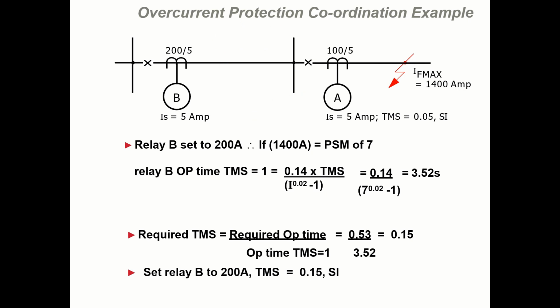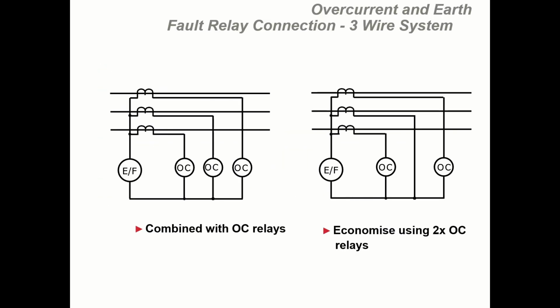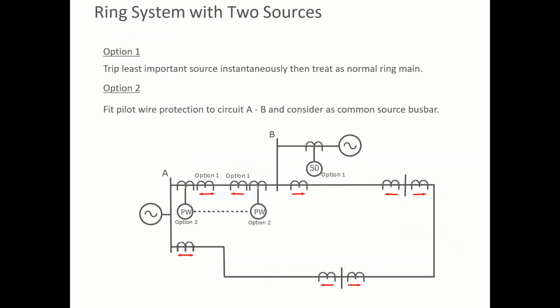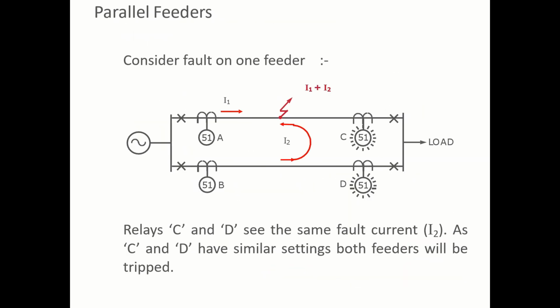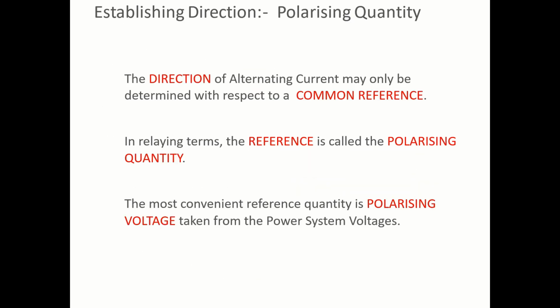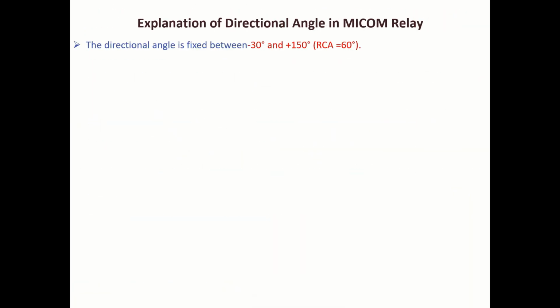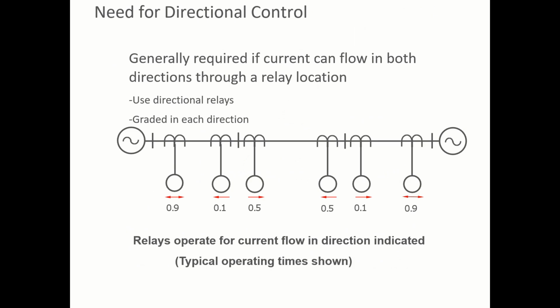So I hope the concepts which are discussed in this session are clear to all of you. In case of any doubt, you can ask in the comment section and we will meet again in the next session. We will discuss about earth fault protection. Thereby, we will discuss about the need for the directional overcurrent protection, directional earth fault, the coordination in case of parallel feeders, coordination with two sources, coordination with multiple sources. All these things we will discuss in the upcoming sessions. I hope the concepts which are discussed in today's session are clear to all of you.